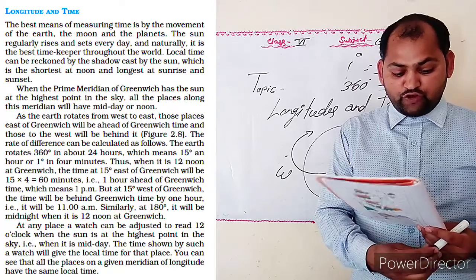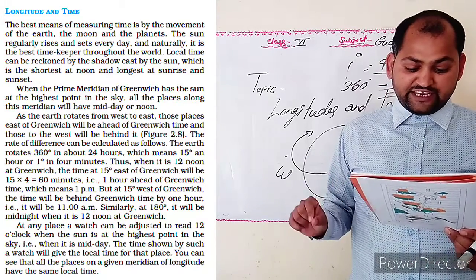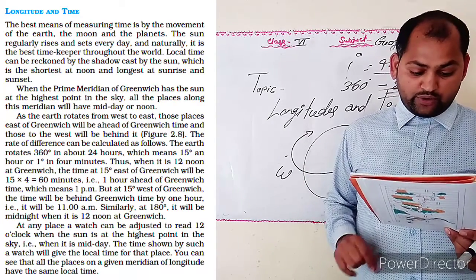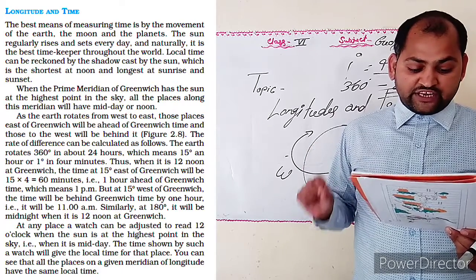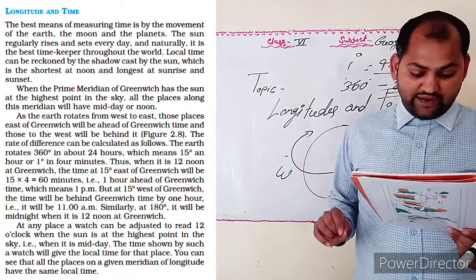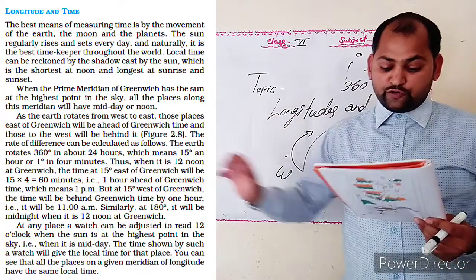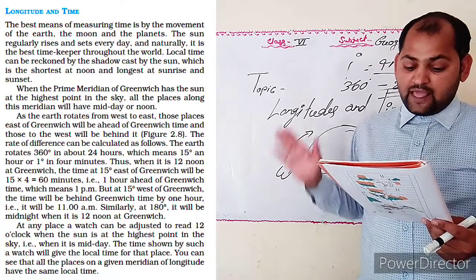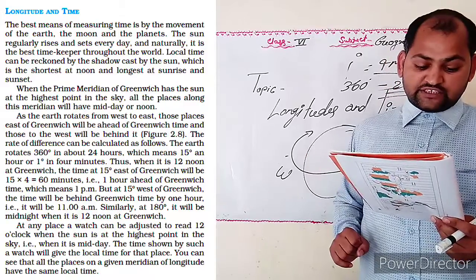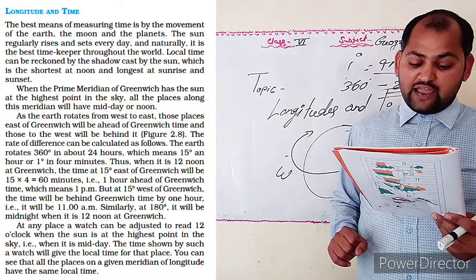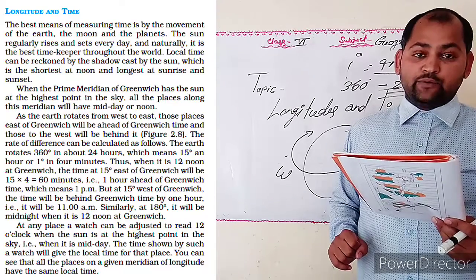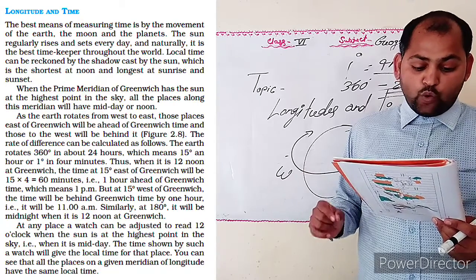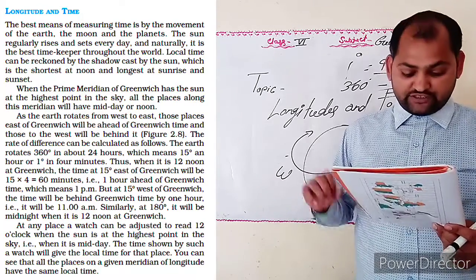When it is 12 noon at Greenwich, the time at 15 degrees east of Greenwich will be 15 times 4, which equals 60 minutes, meaning 1 hour ahead of Greenwich time, which means 1 p.m. But if we go 15 degrees west of Greenwich, the time will be behind Greenwich time by 1 hour. It will be 11 a.m. Similarly, at 180 degrees, it will be midnight when it is 12 noon at Greenwich.